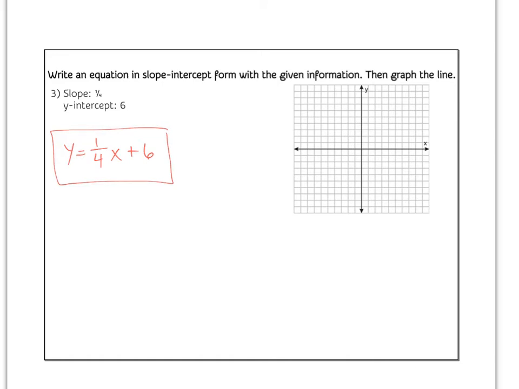When you graph this, you would put a dot at 6, so I have to go up 6, 1, 2, 3, 4, 5, 6. So I put a dot right here, and then from that dot, I rise 1. So think about rise over run. I'm going to go up 1 and right 4. So up 1 and then right 1, 2, 3, 4. Put another dot. If I want to do it again, I can. And there is the graph of the line.